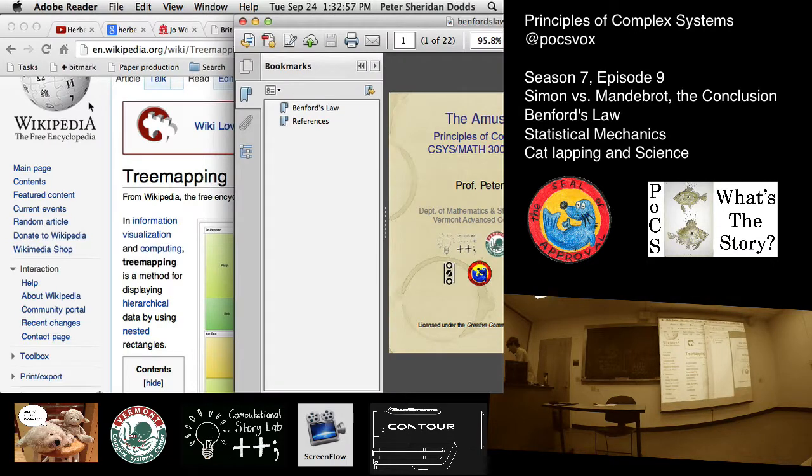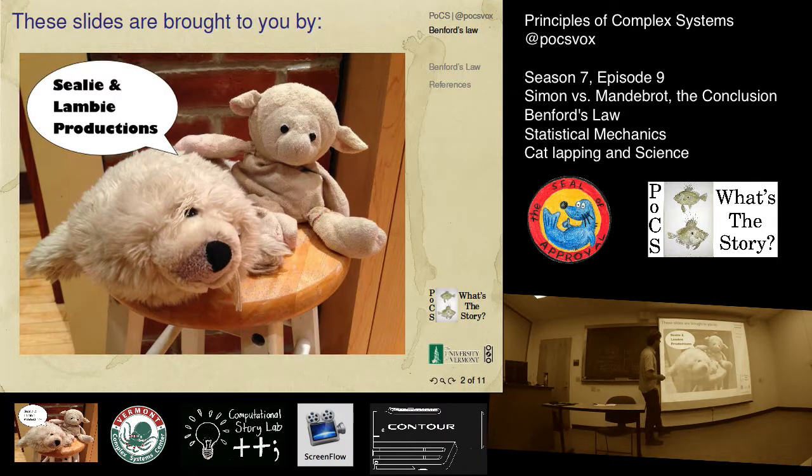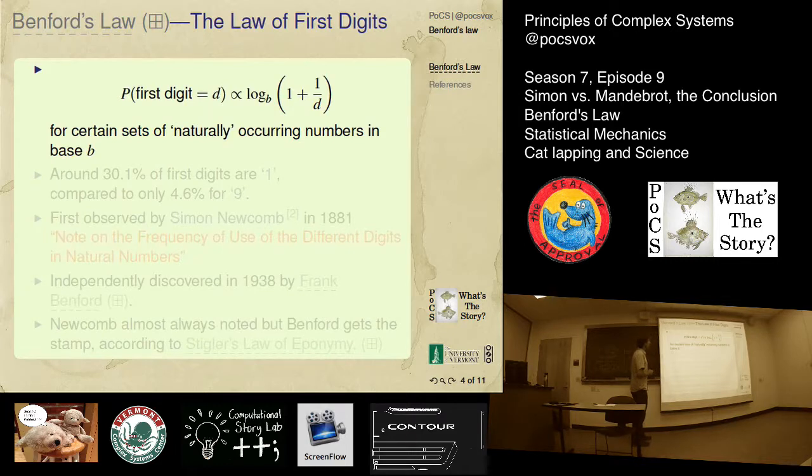All right, so I was going to talk about this guy, Benford's law. Fun. So there's just a few pages on this one. It's a curious little guy, but it fits in with the whole power law story in an interesting way. Okay, so it turns out that here's a weird thing.